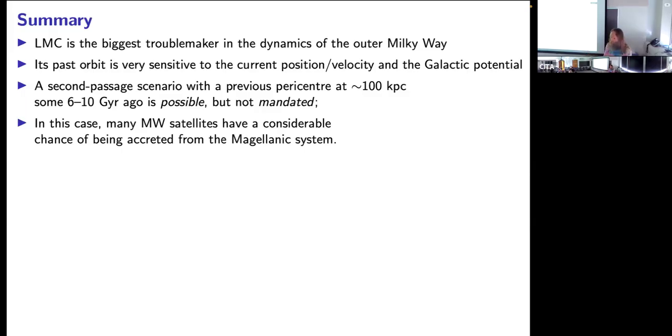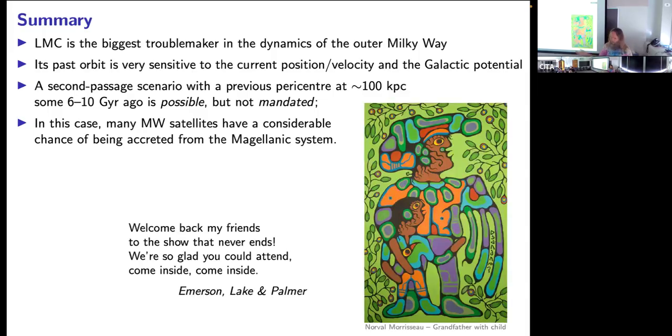In this case, if it was a second passage, then some of the satellite galaxies would be coming from the LMC system. And that means that I'm happy to welcome the LMC back.